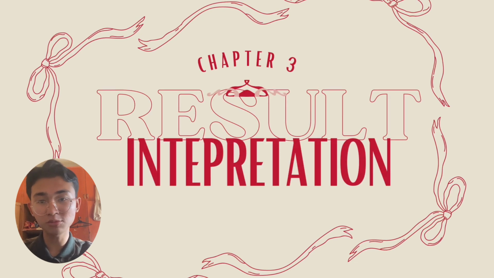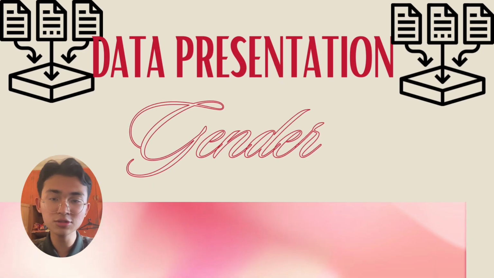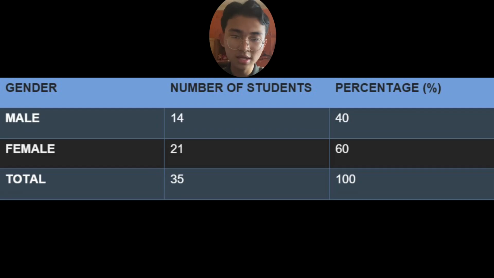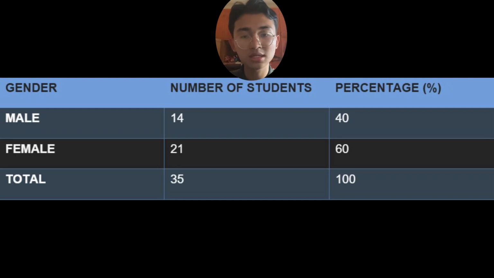Thank you, Putri. Moving on to the next chapter, Chapter 3, Result Interpretation. For data presentation, I'm going to present on the qualitative variables, the first one being gender. As you can see on the table, there are male and female categories. Male consists of 14 students, whereas female consists of 21 students. The percentage of male is 40%, whereas the percentage of female is 60%.